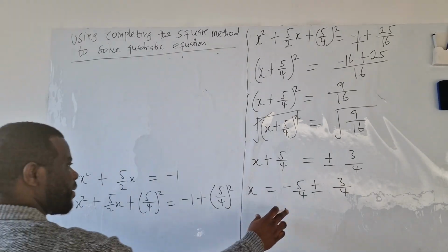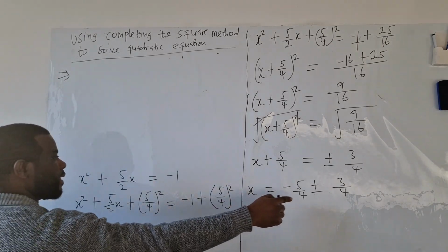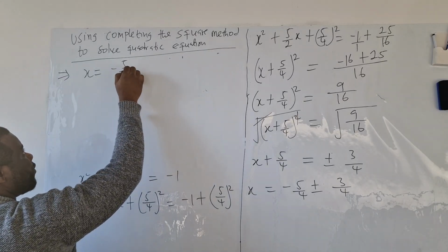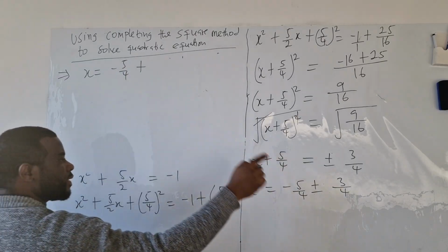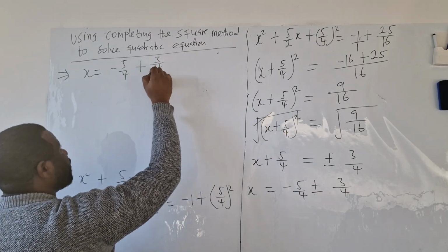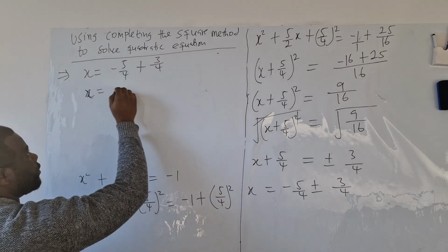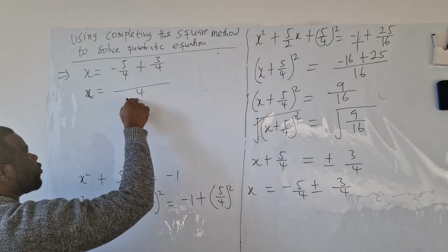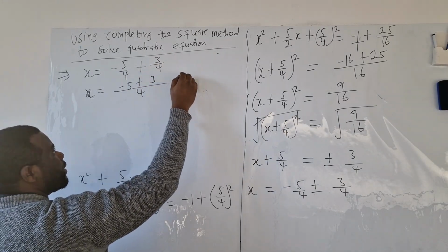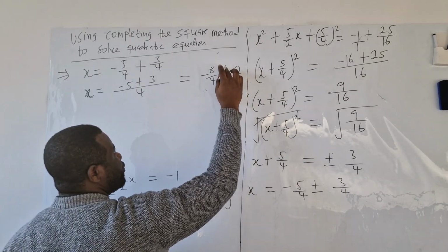So at this point, let's separate plus and minus. This one implies that x is equal to minus 5 on 4. Let's use plus first, then after we use minus, 3 on 4. So x will be equal to, find the LCM, 4 into 4, 1 times that, minus 5 plus 4 into 4, 1 times 3, 3. And this is equal to minus 8 on 4. And this is minus 2.